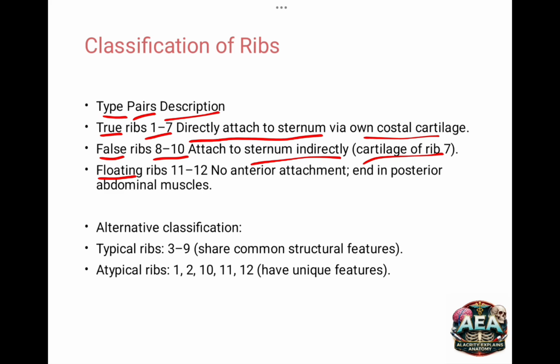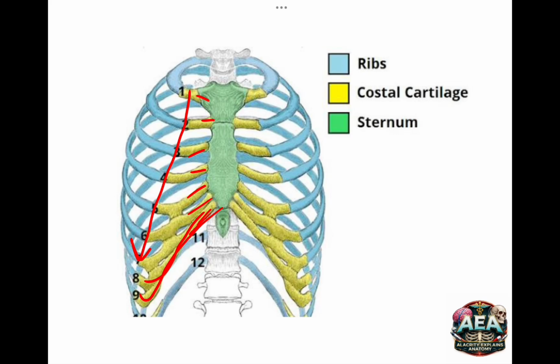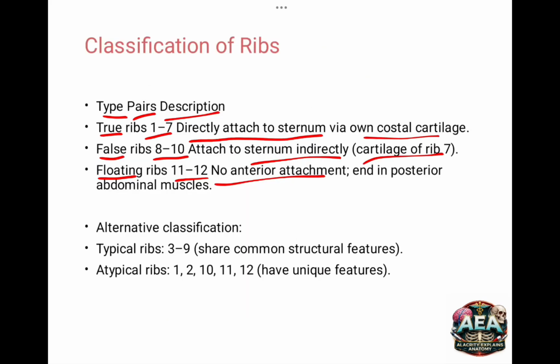While we have floating ribs, that's the 11th and 12th rib, they have no anterior attachment. They end in the posterior abdominal muscles. These are the floating ribs, rib 11 and rib 12. They don't have anterior attachments.